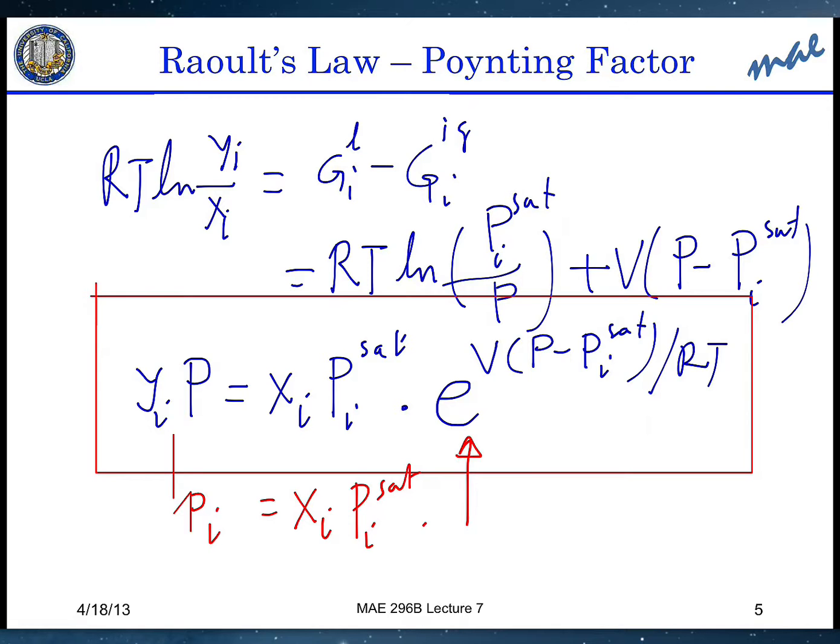So it turns out that each one of the species will have its own Poynting factor that you can compute, and then you can modify the set of equations that we derived before that represent Raoult's law. So in this case, I'm ready to do calculations that allow me to determine the concentrations of each chemical species in the liquid versus the vapor, for example.